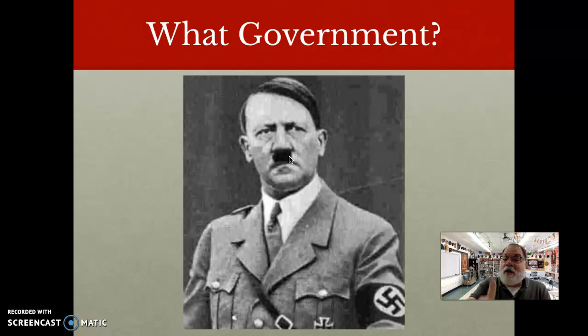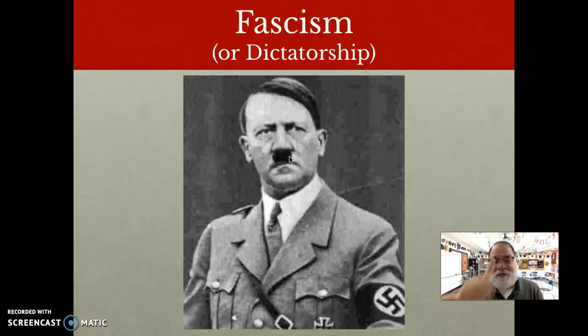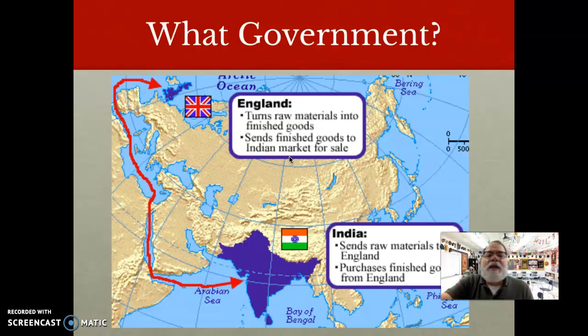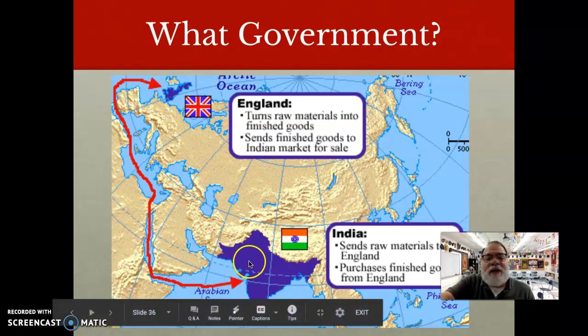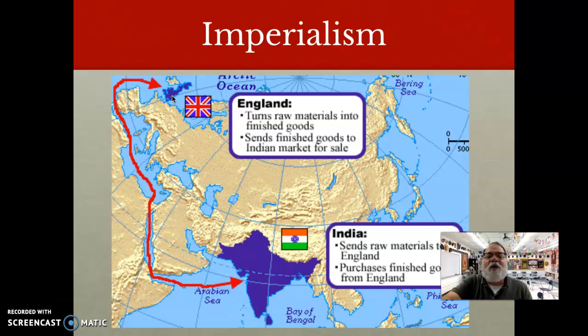Oh, look at this. Adolf Hitler. Adolf Hitler was a dictator, but his form of government was the same as Mussolini's back in the day. It was fascism. It's a form of dictatorship, and they have totalitarian control over the people. Here we see England is turning raw materials into goods and sending them over here to India. You can see that they are both the same color. It's because they're actually controlled by England. So which would this go with? This would go with imperialism, when one country controls another for its own economic and political gain.